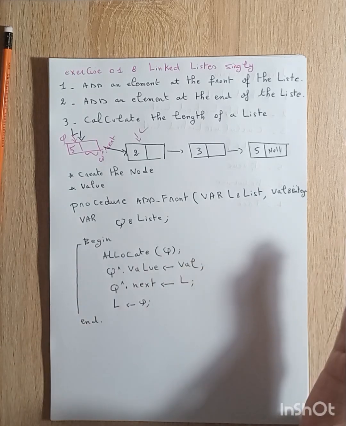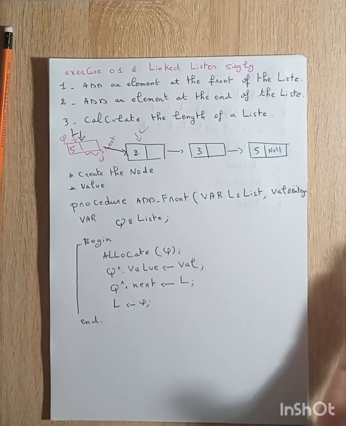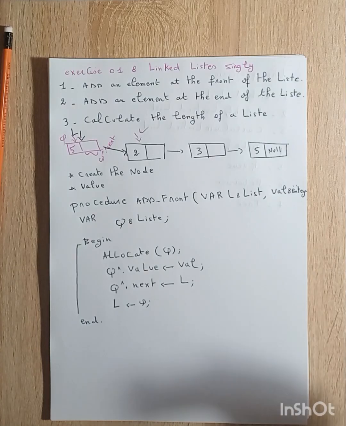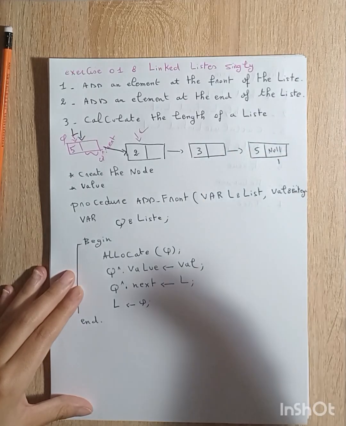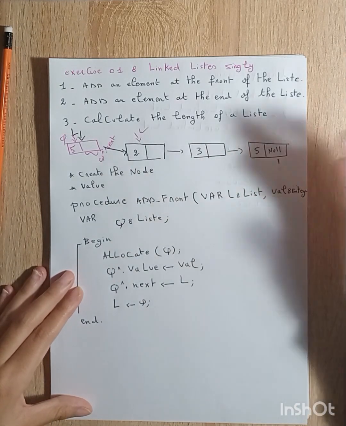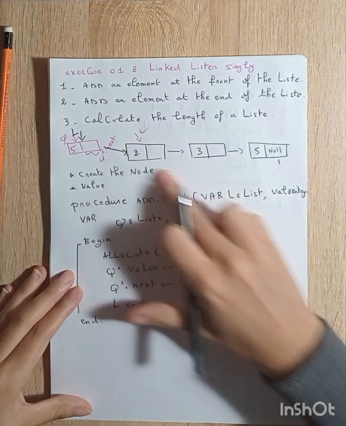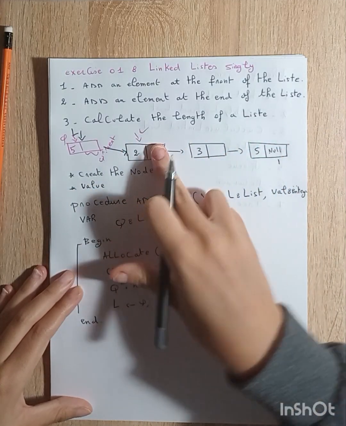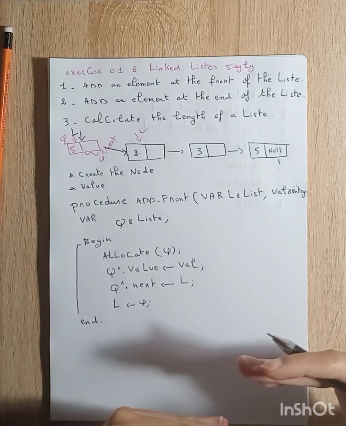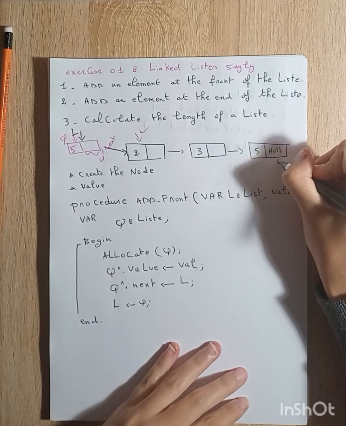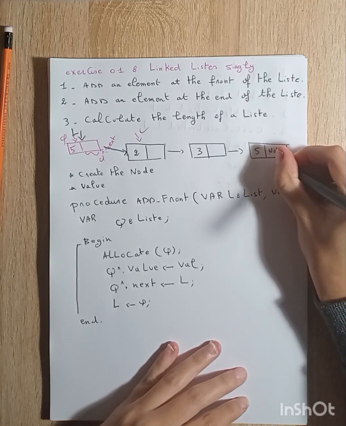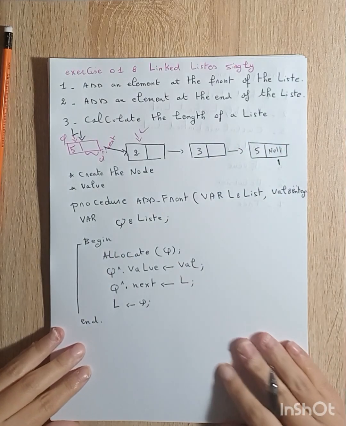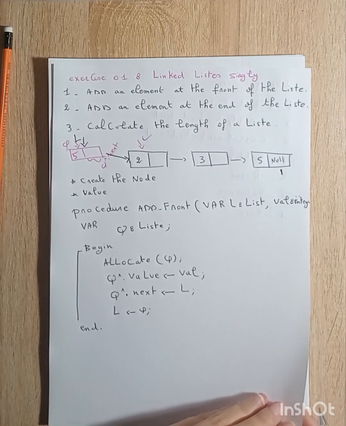Now, in the second question, he said add an element where? At the end. How do I know that I have arrived at the end here? I need a pointer of this L list. He should move step by step until he arrives at null, until this next is equal to null. So let's write it.